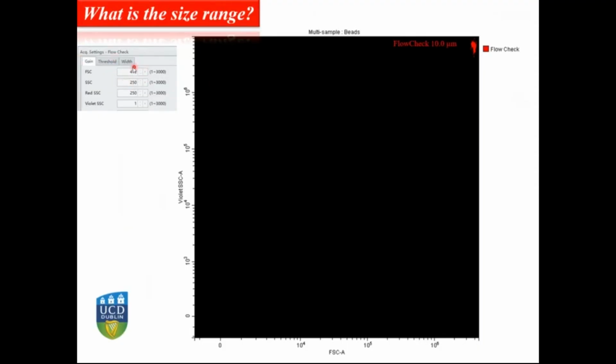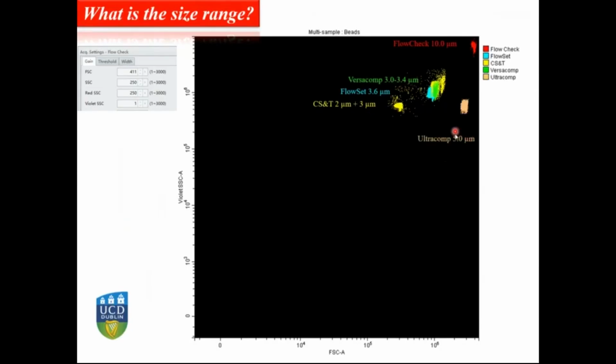So in this case, I haven't changed forward and side scatter. I set it up, and then I started to record FlowCheck, 10 microns. Now we have FlowSet, 3.6 micron. I analyzed the CSNTs, 2 and 3 micrometers. Okay. Now, VersaComp, 3 and 3.4. UltraComp, 5 micrometers. It's quite interesting because UltraComps are 5 micrometers, okay, larger in forward scatter, but it's the same side scatter as the smaller CSNTs, and also smaller in side scatter than VersaComp and FlowCheck scattering.